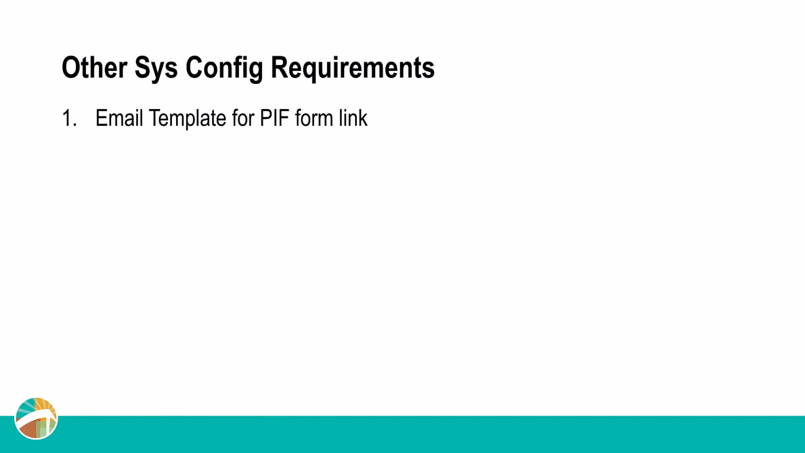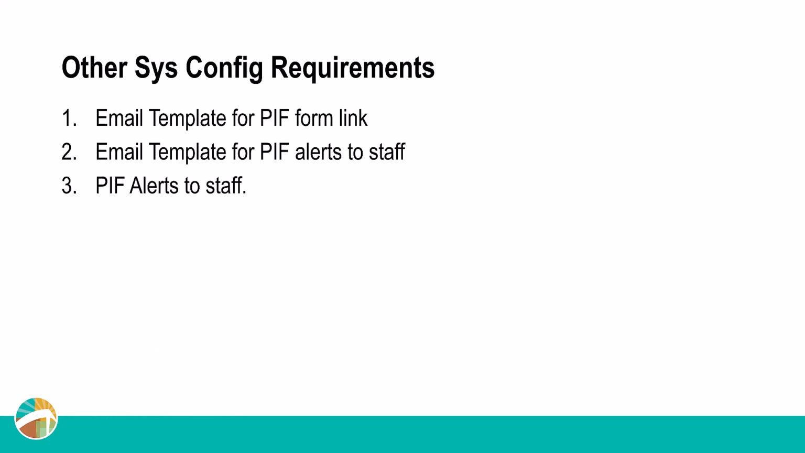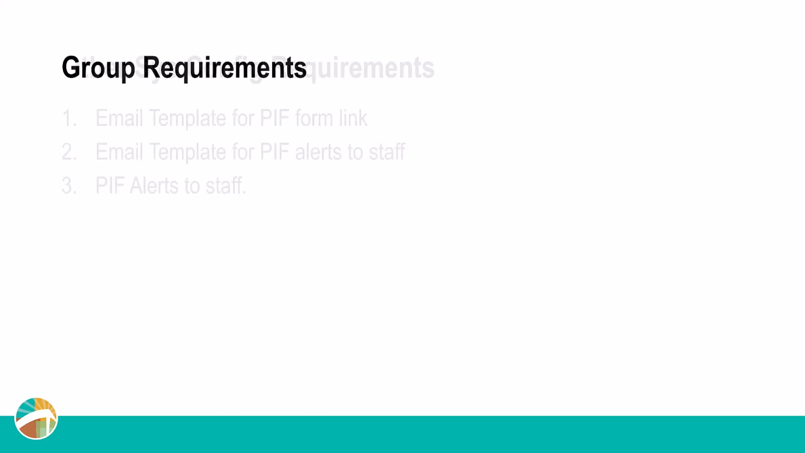Okay, other config requirements. So we'll need an email template for the PIF form link, email template for PIF alerts to staff. Sometimes when one comes in, it helps for the staff to see it right away, so they can click on it and then see all the answers that someone put in. PIF alerts, the actual alerts themselves, not just the template. Probably will be some way that's needed to manage that, so we know who gets alerts and things like that.